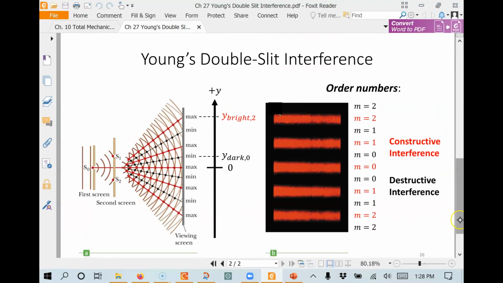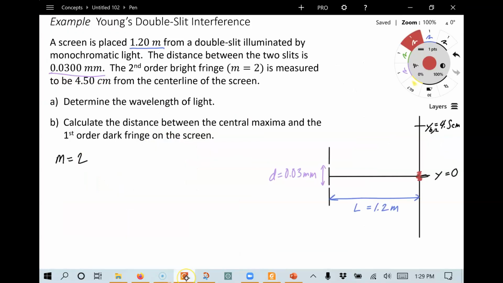And we see that for Young's double slit, the central maxima, this one, is m equals 0, and if you go on either side, up or down from there, the next one is m equals 1, m equals 2, etc. So for our picture, we're looking at something like this. Here's your m equals 1. Your central maxima here is m equals 0, and m equals 2 right here is the one that we are interested in looking at right now.